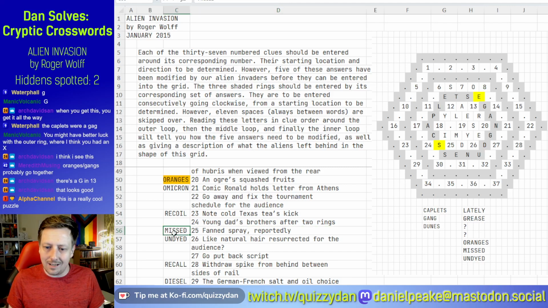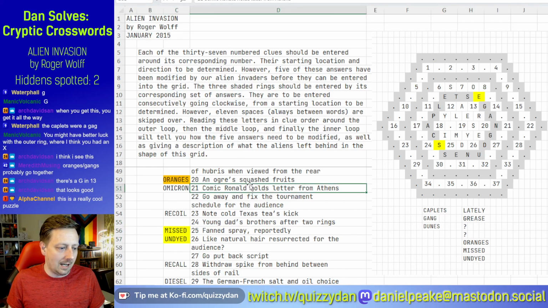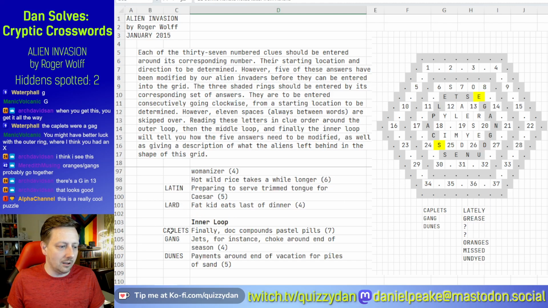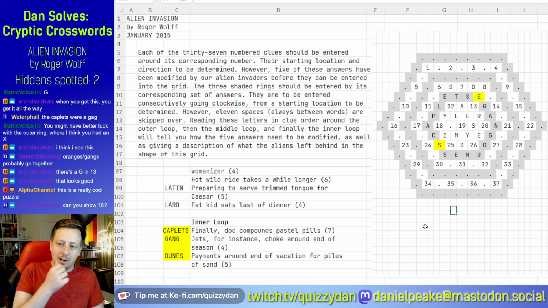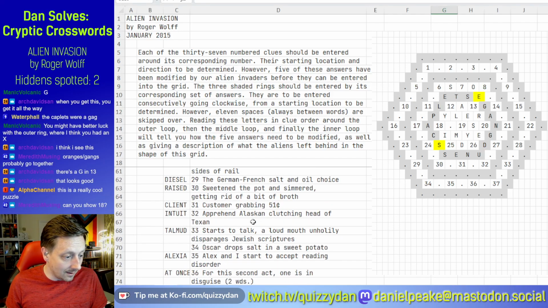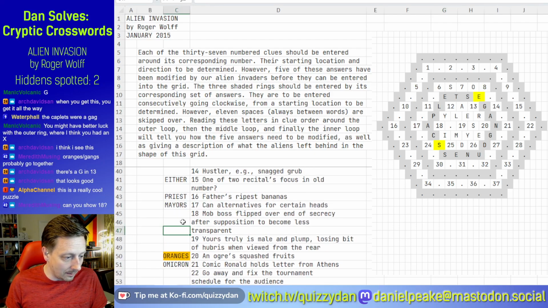25. Mist is in the grid and undied is in the grid. So that's all good, and the inner loop is all done. So I think it's all going to come together quite nicely. We may as well look at 18 and 19 because they're the last two clues of this middle bit.